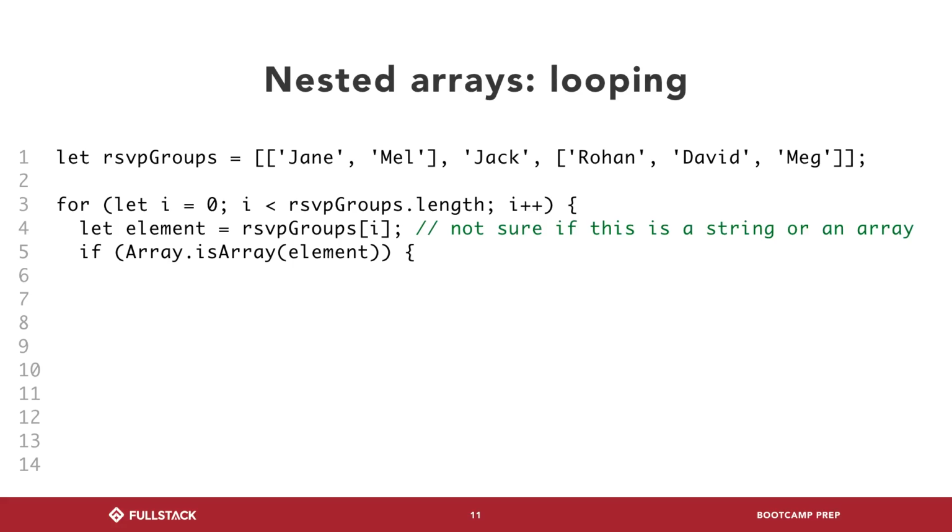And so in this case, how we're going to do this is we have a for loop. We're going to go through every element in RSVP group still, right? That's what element on line 4 is. But we're going to check for each element to see if it's an array. If it is an array, then guess what? We're going to loop over that array, right?